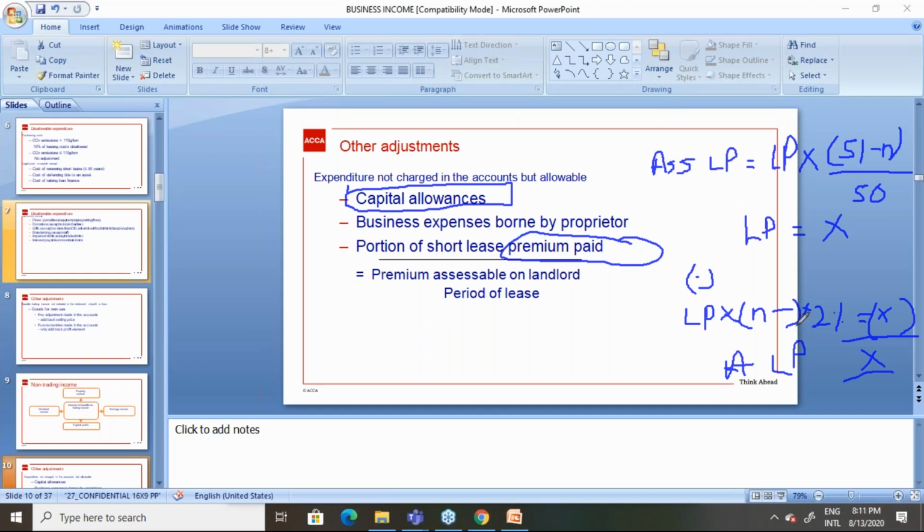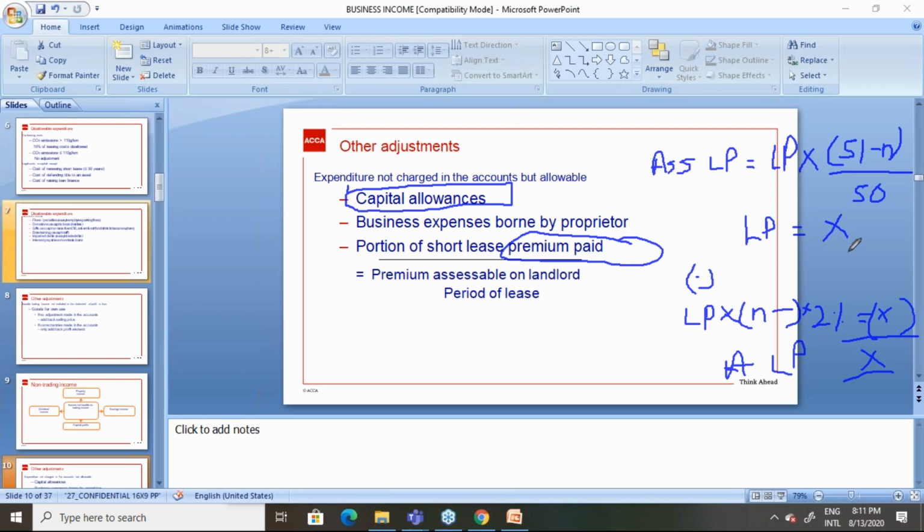Then here you calculate the assessable lease premium and you pay taxes if you're the landlord. But this is the opposite of that. Here we are the people who have paid the lease premium. We are not the landlord. We are not the people who have received the lease premium. We are the people who have paid the lease premium. In that case, it is an expenditure for us.